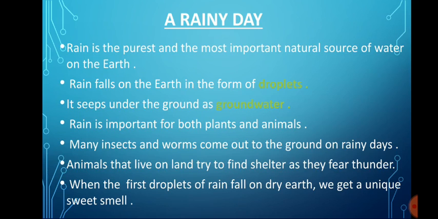Children, plants and animals also need rainwater. Plants look fresh and green when rain falls on them, and many insects and worms come out to the ground on rainy days because the ground is filled with water and it becomes difficult for them to breathe. Animals that live on land try to find shelter as they fear thunder.